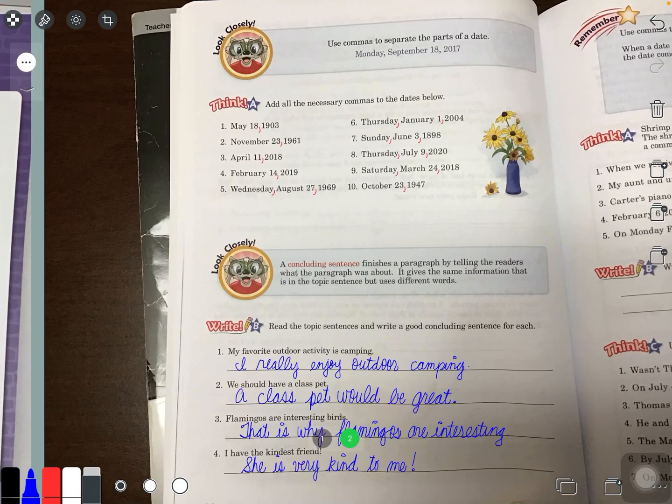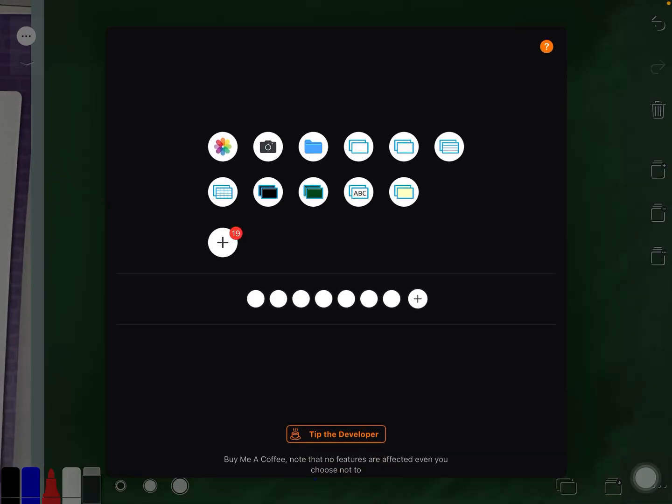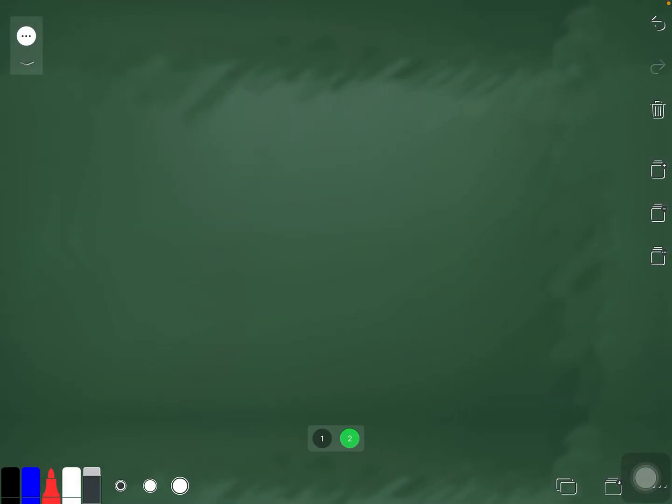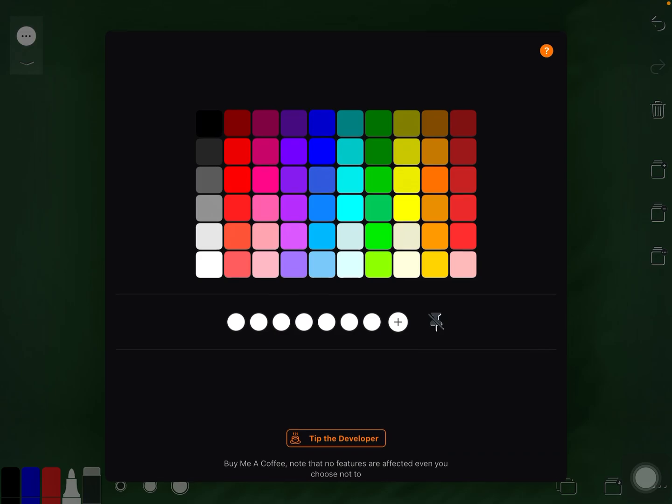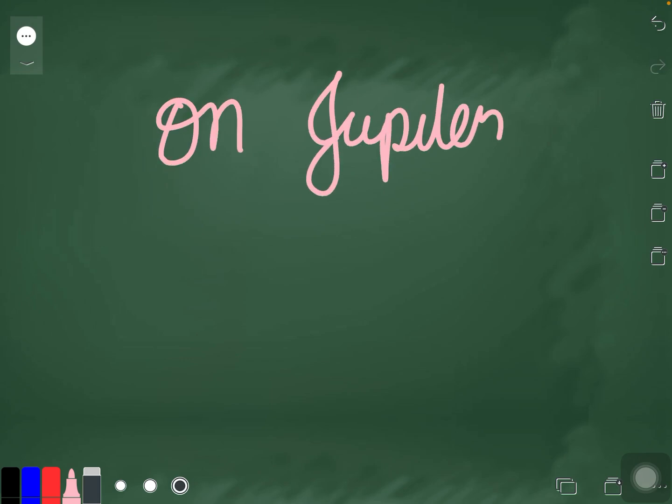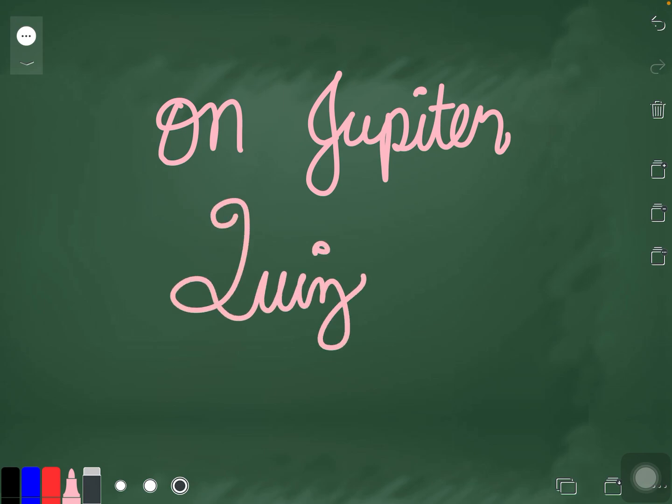Page 64. On Jupiter, remember, here I'll put up a new sign. On Jupiter, let's use a different color. Ooh, pink. Let's make it thicker. So on Jupiter, you have a quiz. So please do quiz 6 on Jupiter, okay? Thank you very much. And remember, if you have any questions, don't be afraid to bring it up at our meeting later today.